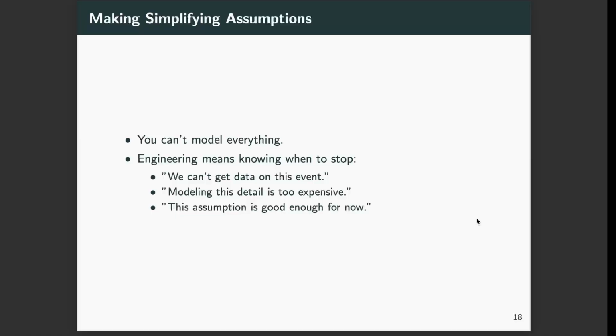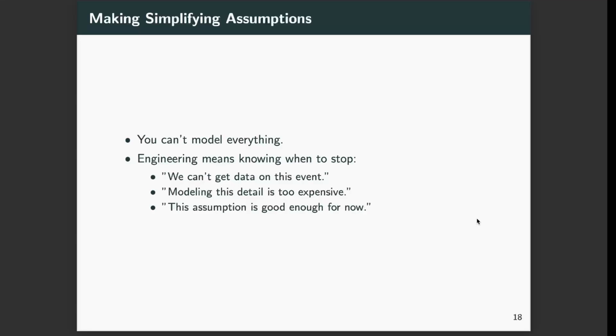The second is, modeling this detail is too expensive. Sometimes the incremental improvement from modeling a particular feature or interaction is real but small, and achieving it would require a disproportionate investment in data collection or computational resources. Good engineers make a judgment call. Is the improvement worth the cost? Often the answer is no.